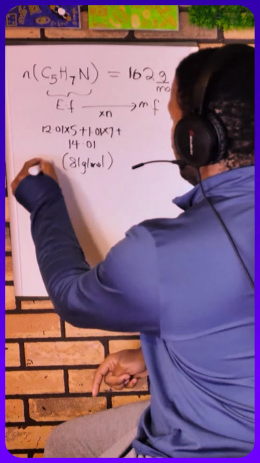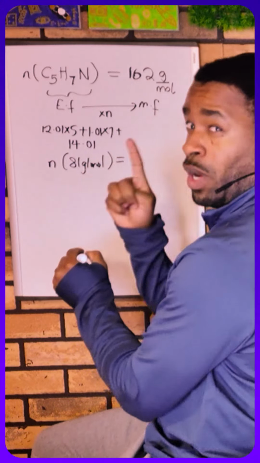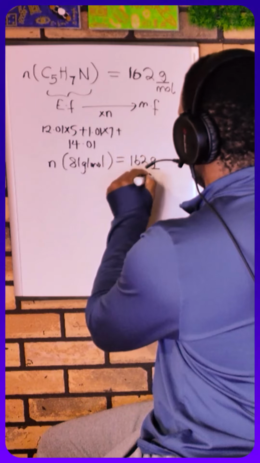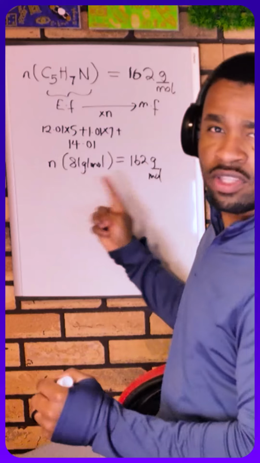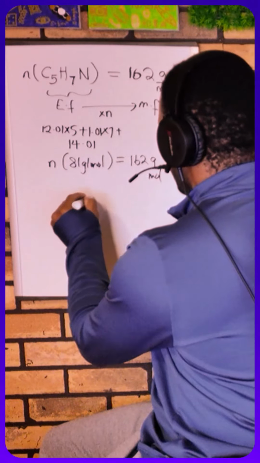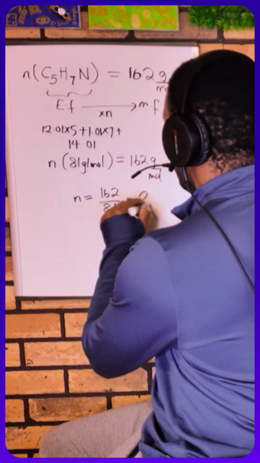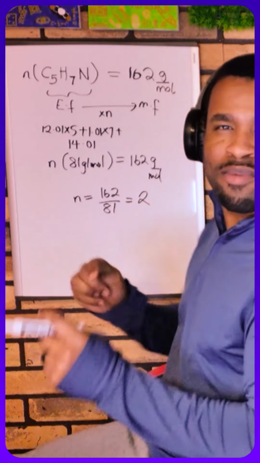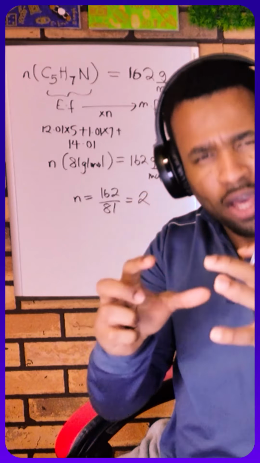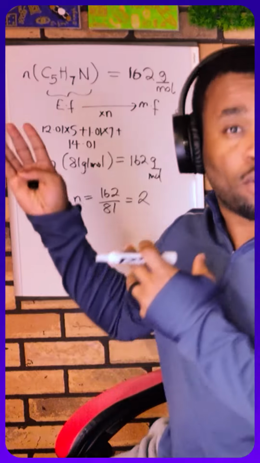We need to figure out what factor will make it equal to the molecular weight, 162 grams per mole. We're going to divide both sides by 81 and determine that the value of n is equal to 2. This is the magic number that allows us to determine the true molecular formula of the compound, given the empirical formula.